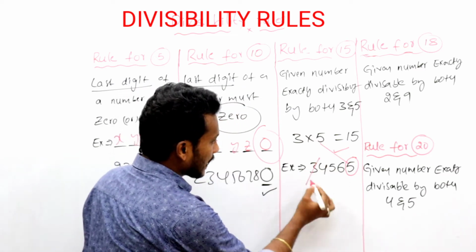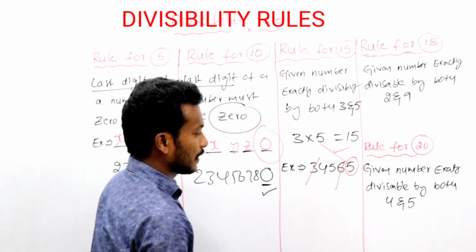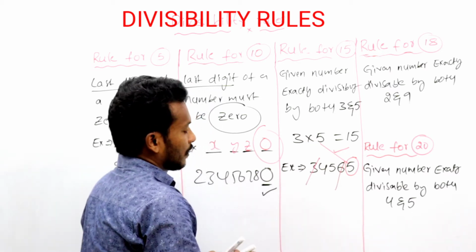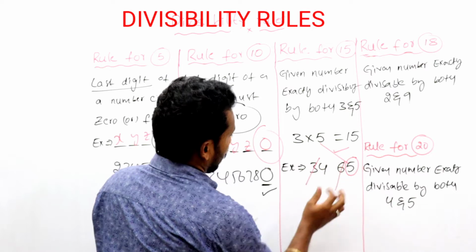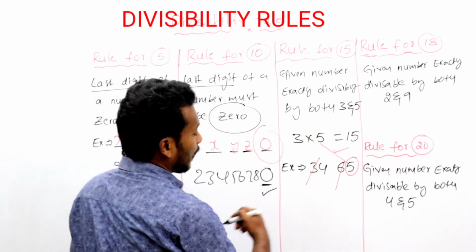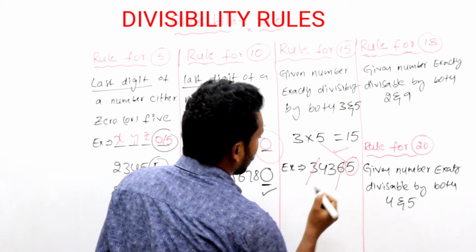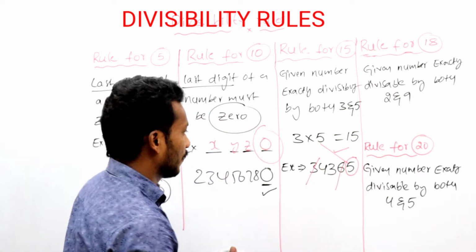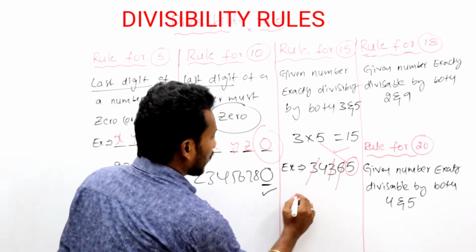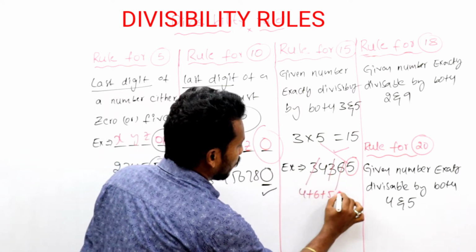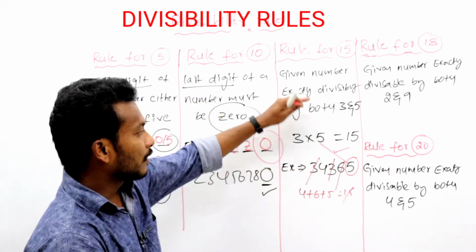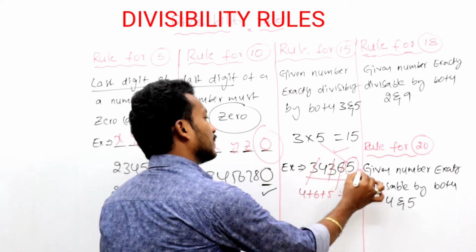Okay, now 3 is divisible, 6 is divisible. I am taking this one as 3, and here this one as 6. Now 3 divides this one, and 3 also divides this one. Now the remaining numbers are 4, 6, 5. 4, 6, 5 is 15. 15 is also exactly divisible by 3. That's why the total number is exactly divisible by 15.